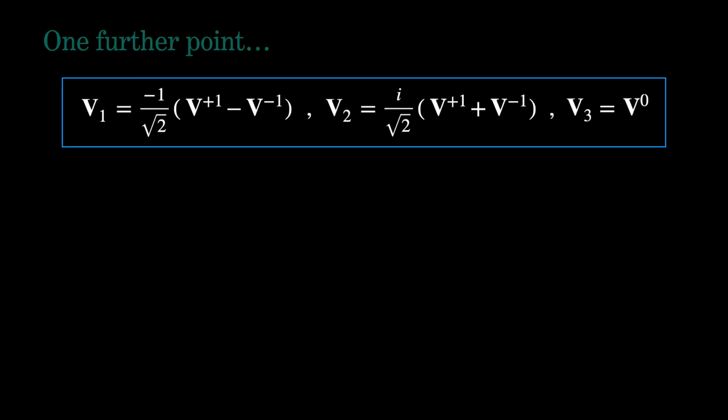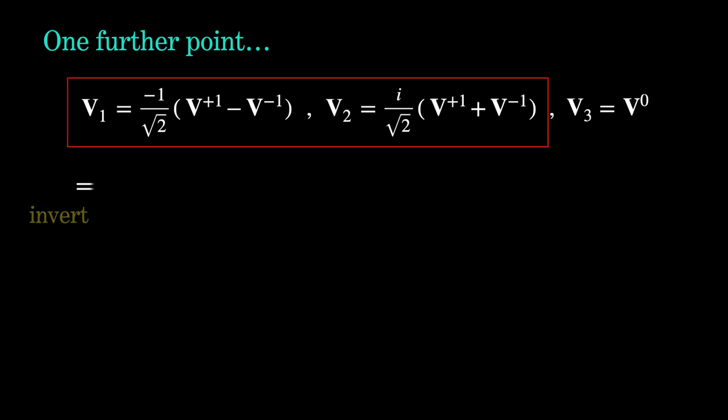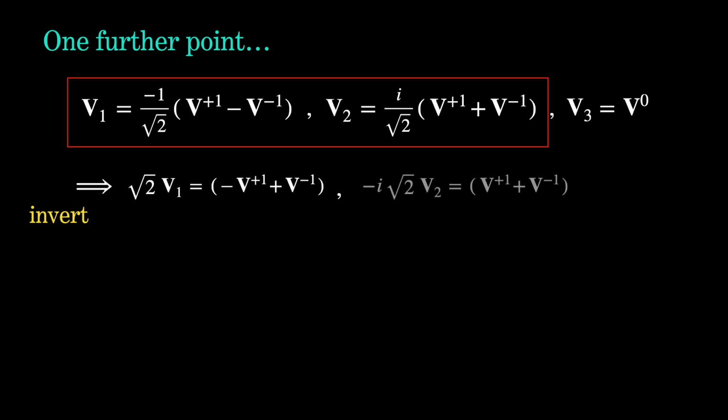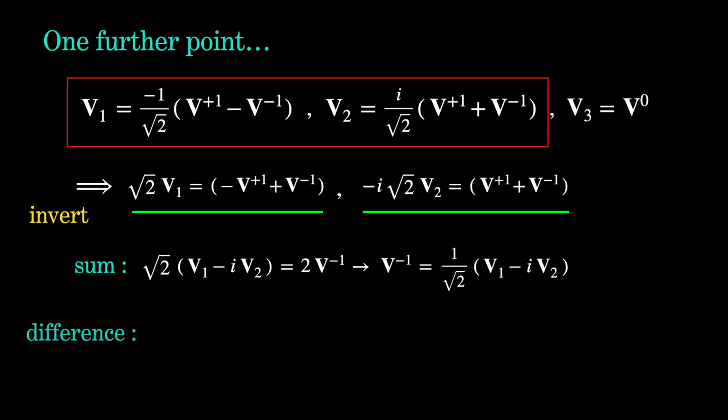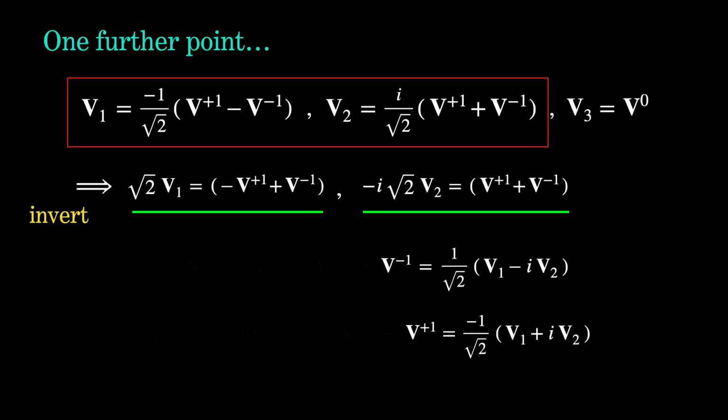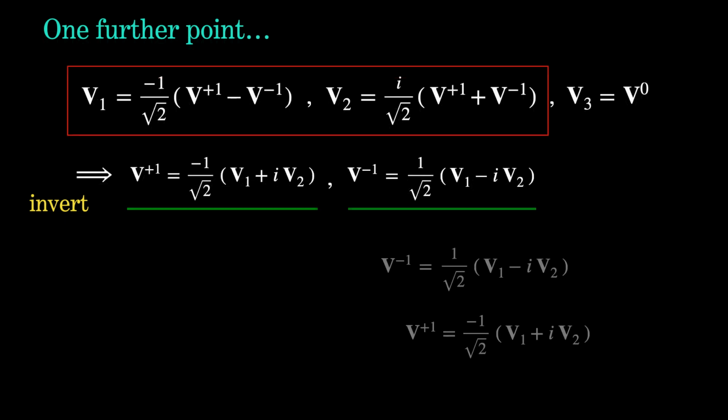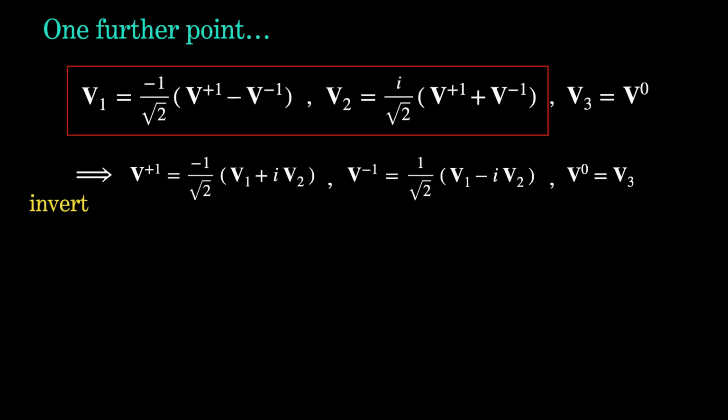There's one further point we would like to make before moving on to the next exercise. Let's first invert these relations to express the spherical components of V in terms of the Cartesian components. Taking the sum of these two equations, we have, this gives us V minus 1. Then take the difference, which gives us V plus 1. V0 is just V3.